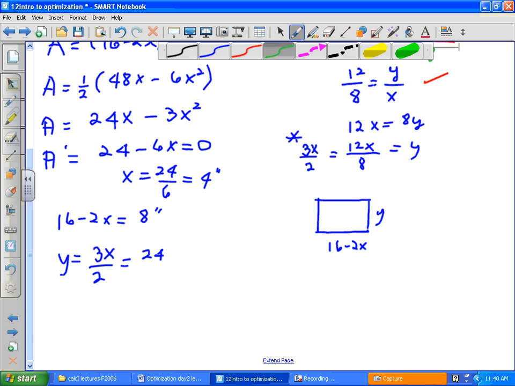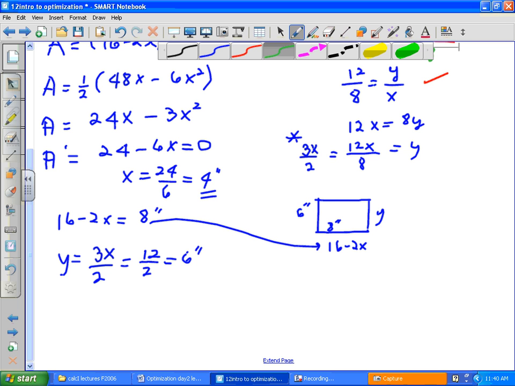Let's see. I'm sorry, x was 4. So y will be 3 times x, or 3 times 4 over 2, or 12 over 2. So that's going to be 6 inches. So the 8 inches is one side of the rectangle, and the other side is 6 inches.